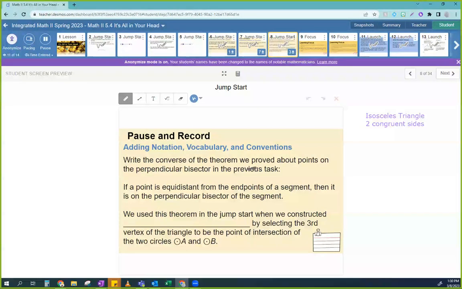Write the converse of the theorem we just proved about the points on the perpendicular bisector. So again, you're switching the arguments. So if it's raining, then Miss Johnson's bringing an umbrella. When we switch it, it looks like this. If Miss Johnson has an umbrella, then it must be raining. So we're going to switch the places. So if a point is equidistant from the endpoints of the segment, then it is on the perpendicular bisector of the segment. So we use the theorem in the jumpstart when we constructed, oh, we said this again, the isosceles. Okay. All right, let's move on.